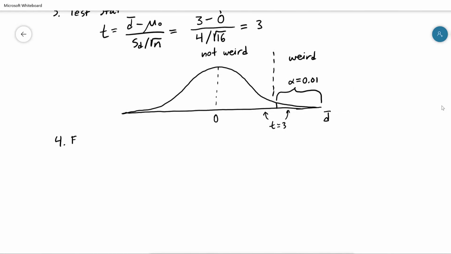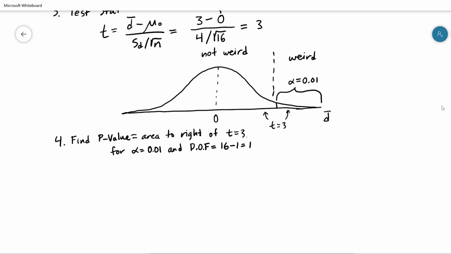So now we're going to find the p-value. And again, this is because we're only doing the p-value method. P-value is equal to the area, in this case, to the right of t equals 3. Okay, so how do we do this? Well, because it's a t-distribution, we're going to need to know our degrees of freedom. Our degrees of freedom is 1 less than the sample size, so 16 minus 1, which is 15.